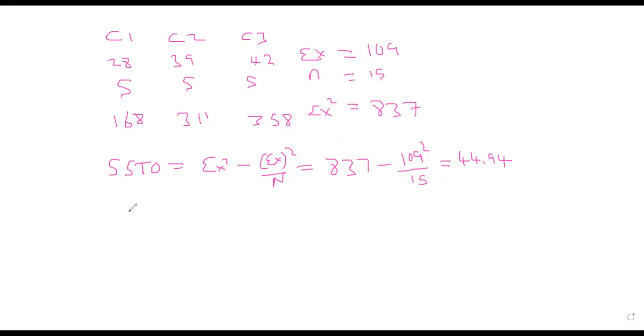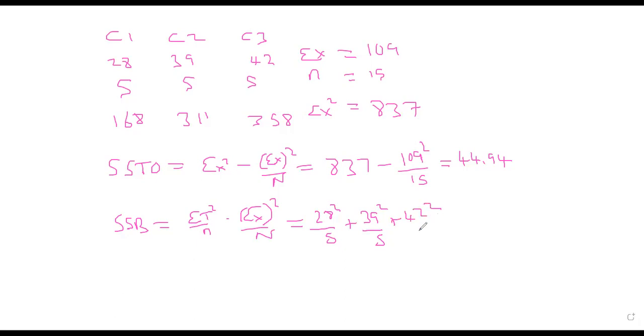I was still calculating. The sum of square between, I was still calculating that one. Sum of square total, you found 44.94 or 93. About sum of square within, what did you find? Sum of square between, 7.73.